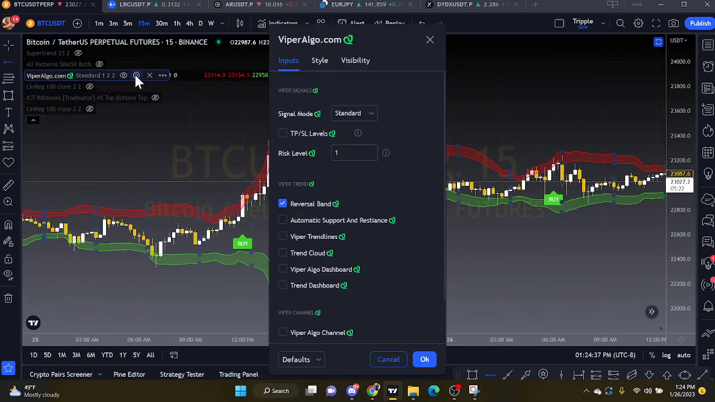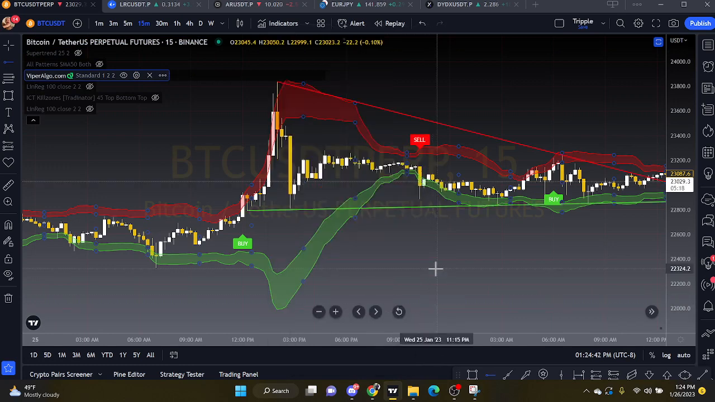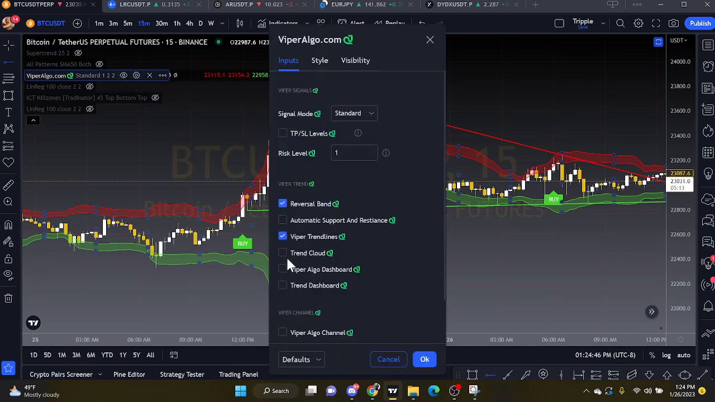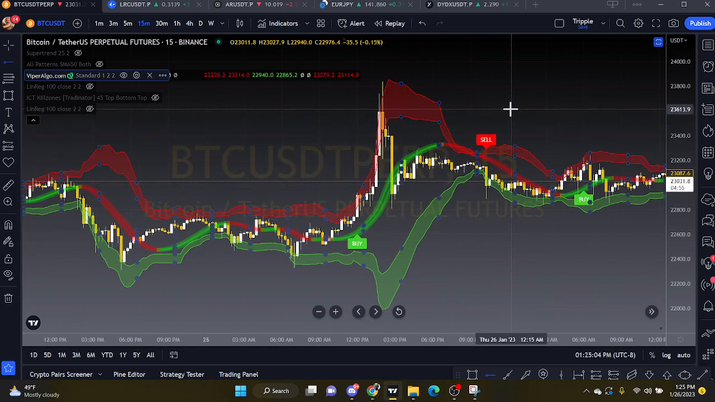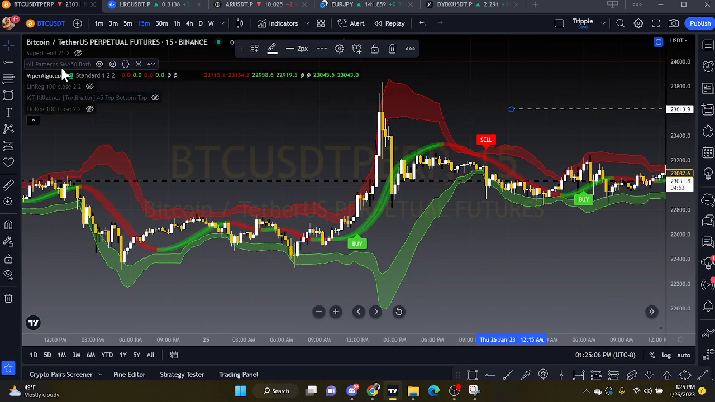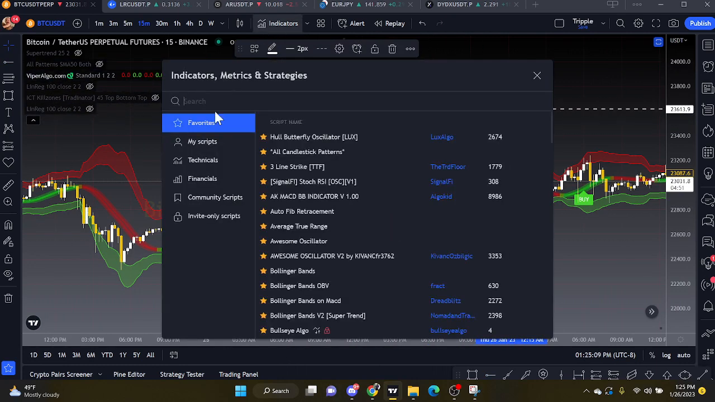Hold on one second. The trend line. No, not the trend line, damn it. Reversal band. No, trend cloud, is it? Yeah, that's the one. So that's supposed to be like your middle Bollinger Band, right? Outer is your top, bottom is your bottom. Your bottom Bollinger Band. It's just like a newer version, like a cooler version.